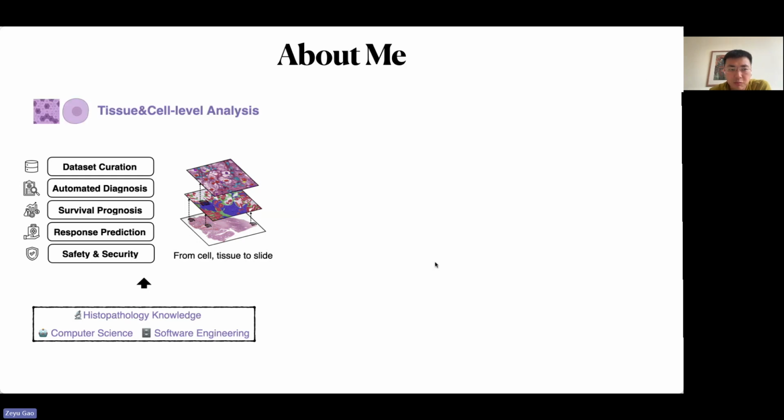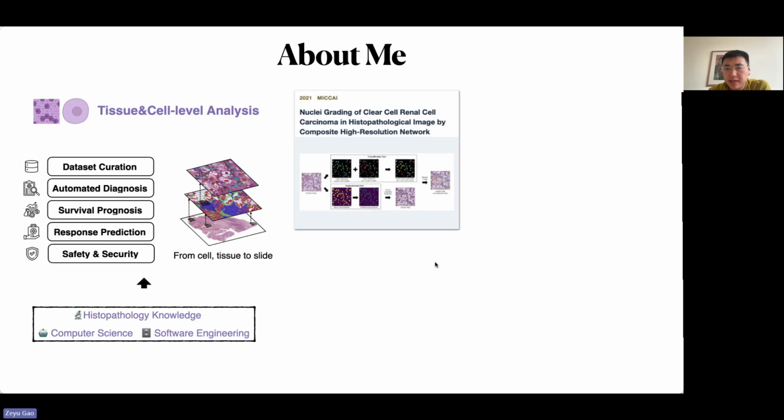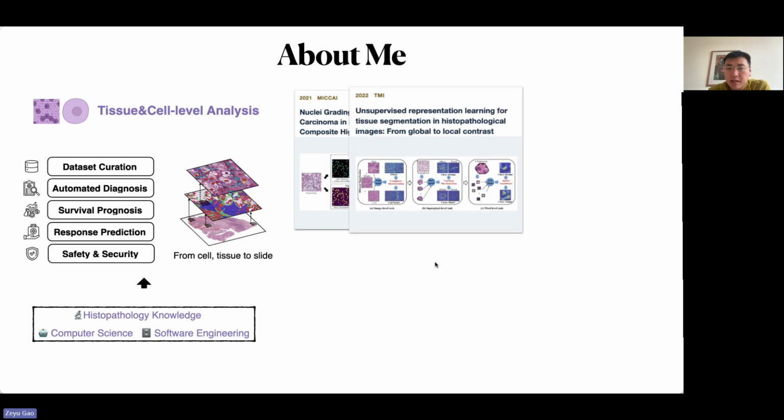And also we have some work around tissue and cell level analysis. First of all, we have some nuclear grading, which is mainly about nuclear segmentation plus nuclear classification, focusing on a very specific topic, clear cell carcinoma grading. And also we have this representation learning framework for tissue segmentation.